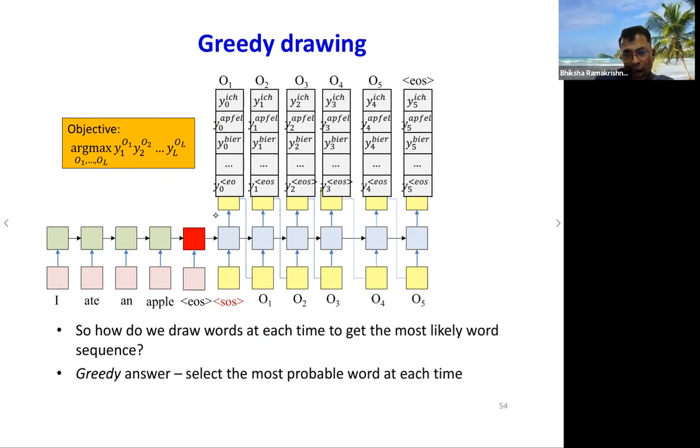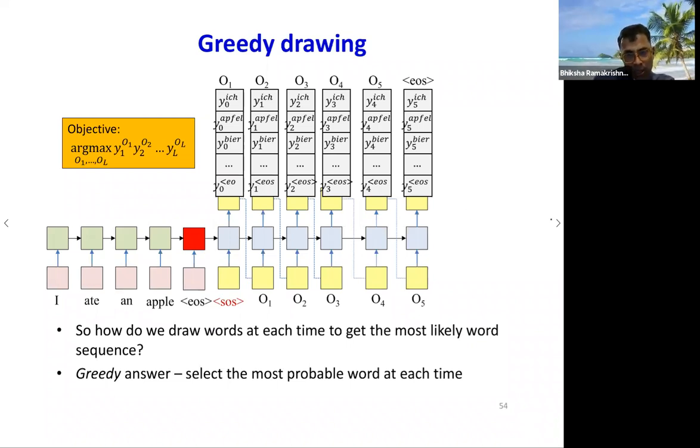And so how do we draw these O1, O2, O3 through OL such that the product of their probabilities is maximum? The greedy answer is just, as Gladys mentioned, just select the most probable symbol at each time. Select the most probable symbol at time O1, feed that back in. Select the most probable symbol at the next time, feed that back in, and so on.